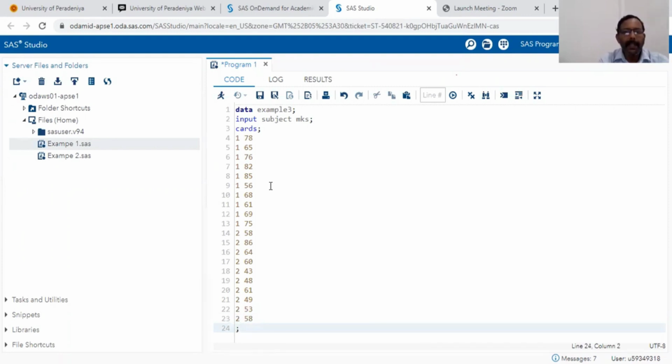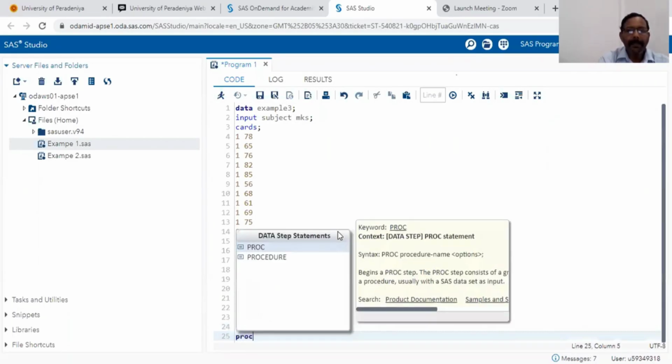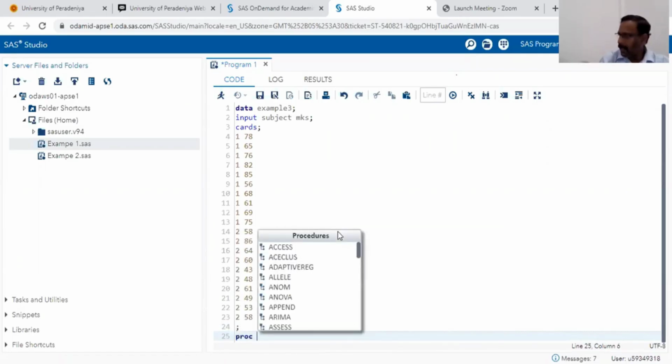Now I want to compare these two subjects. Let's say subject 1. We can name them with text, but we don't want to. Then we can say proc t-test again.